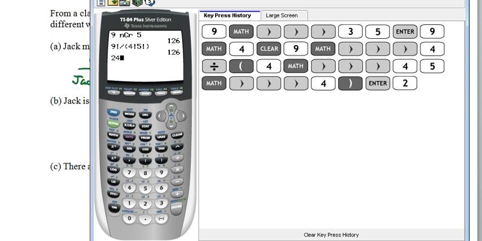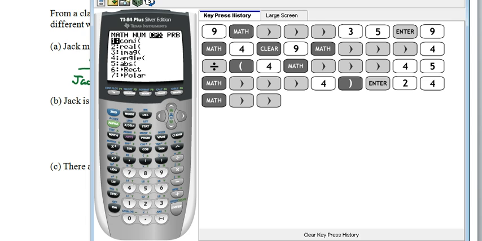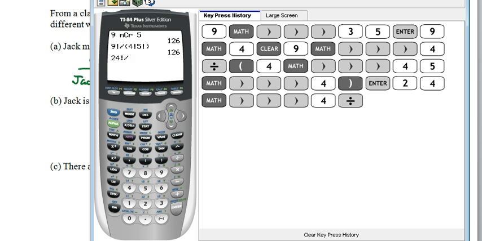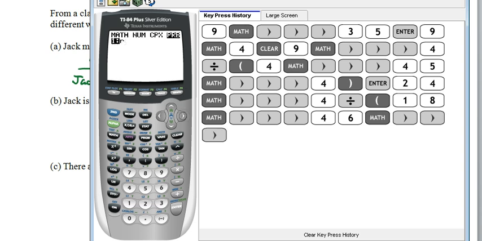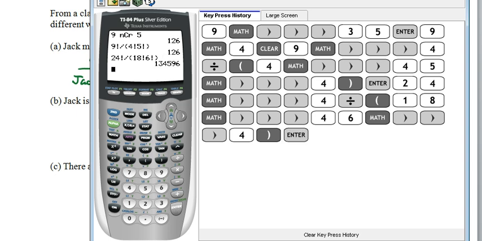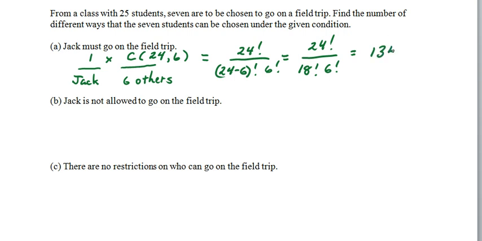So, 24, math, probability menu, 4 for factorial, divide, open the parentheses, 18, math, probability menu, 4, times 6, math, probability, 4, close the parentheses, hit enter. So we have 134,596.